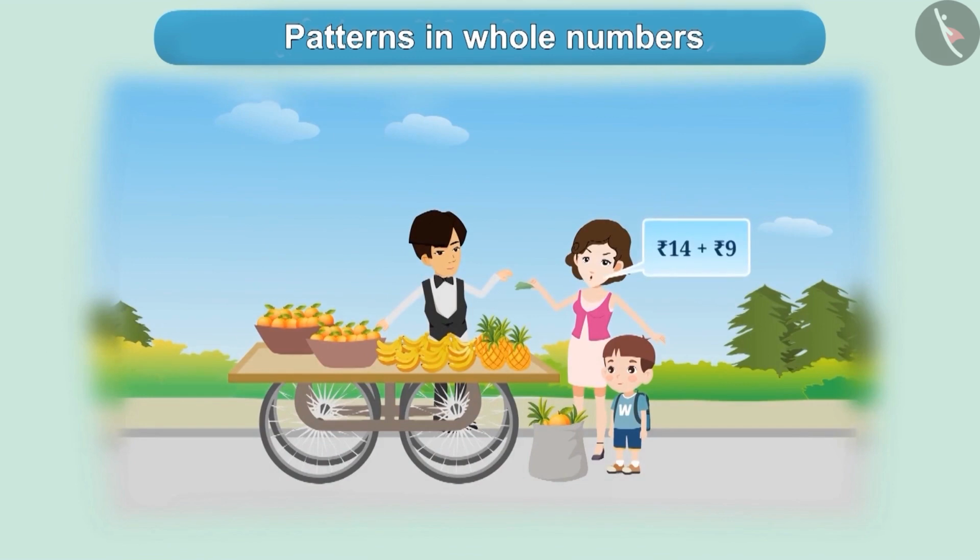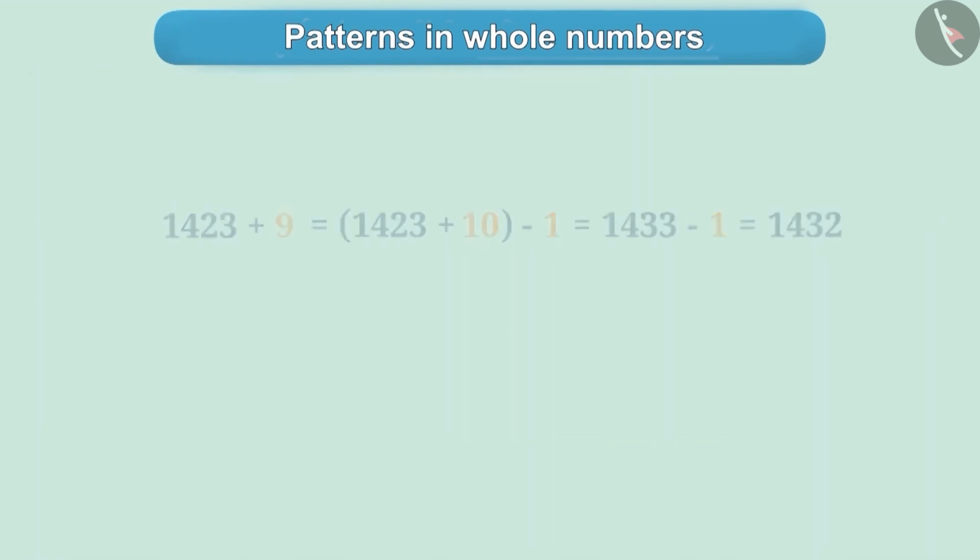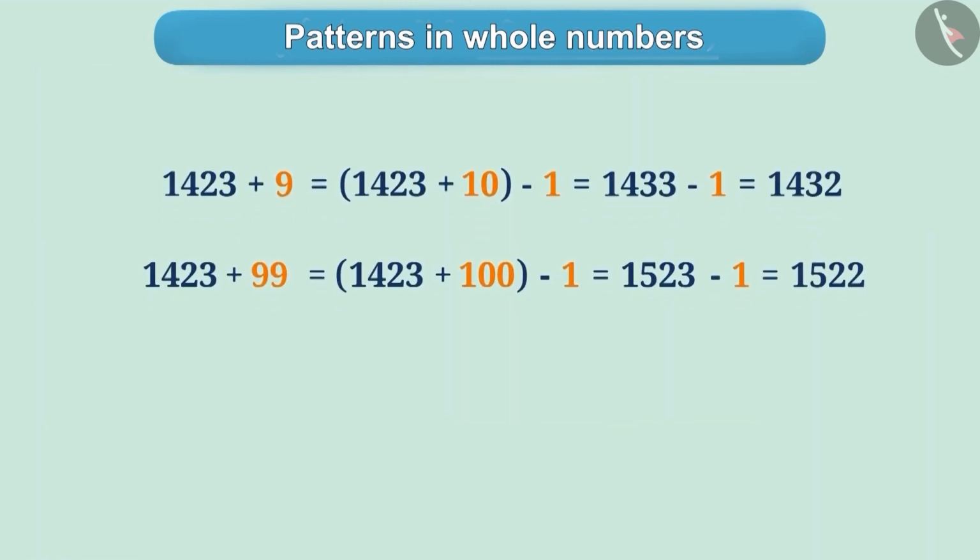Sometimes we have to do verbal calculations in our daily life. Understanding the pattern helps us perform them easily. Let's see this pattern. In order to make the calculation of 1423 plus 9 easy, 10 is added to 1423 and 1 is subtracted from the result.